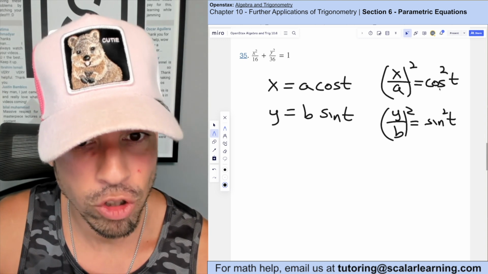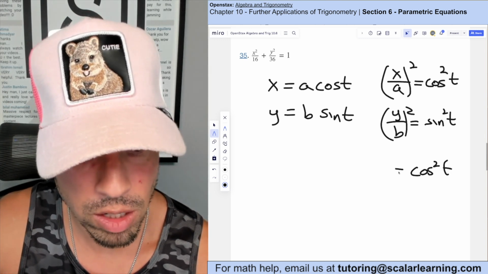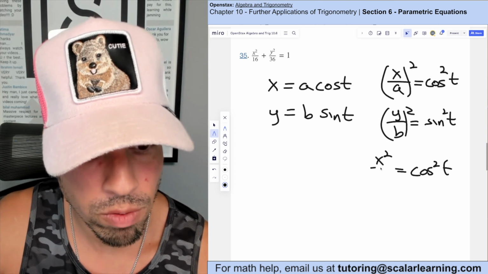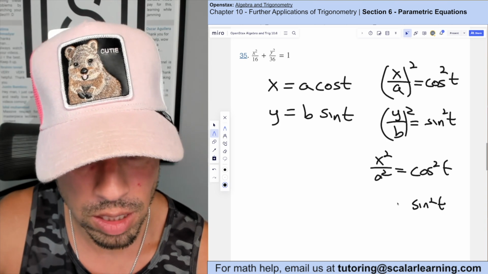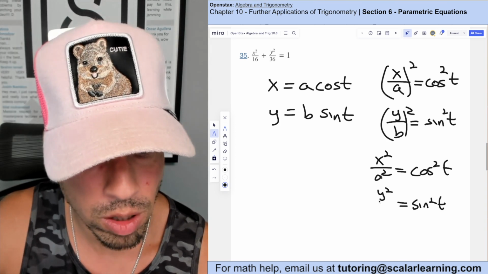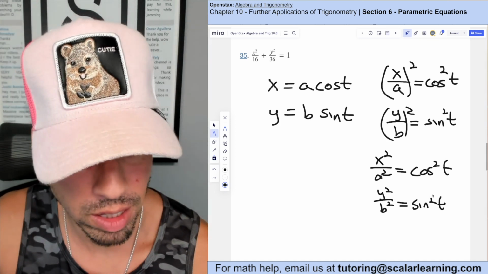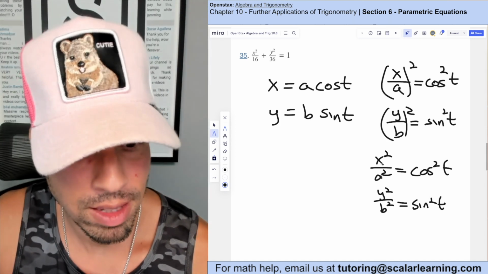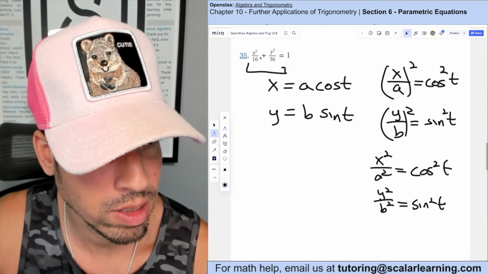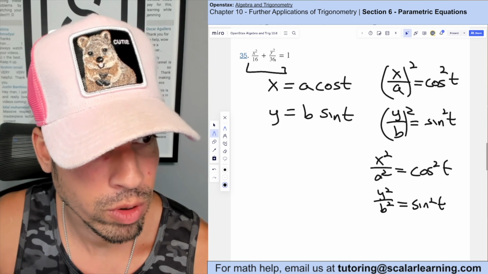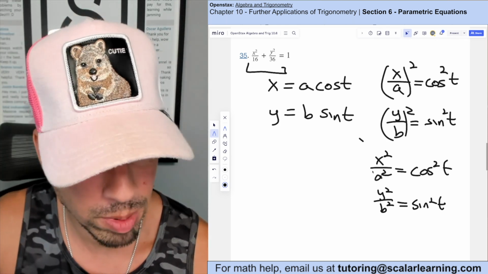And now we're in a really interesting spot, right? I have cosine squared t equals x squared over a squared, and then I have sine squared t equals y squared over b squared. So now since we know that sine squared plus cosine squared is 1, then this plus this should also equal 1. And we already have that here. Look, we already have x squared over 16 plus y squared over 36 equals 1, meaning a should be 4, right? Because a squared would be 16.